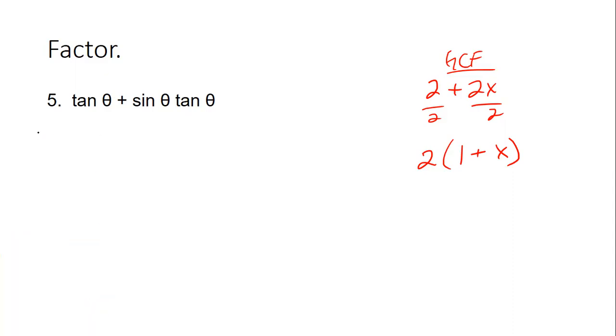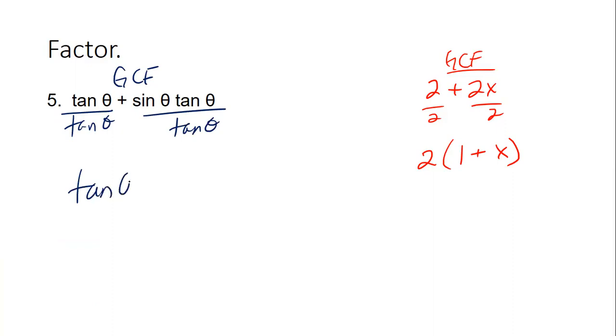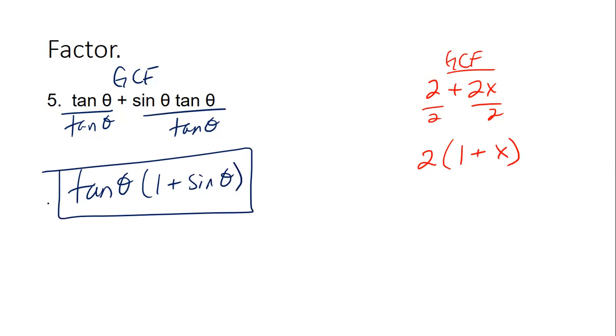So now I'm asking myself, what is the GCF here? What is the GCF between these two terms? Tan. So instead of 2, we have tan theta. We're going to factor out tan theta. And we're left with 1, and then we're just left with sine. Okay, so GCF can still be applied if necessary.